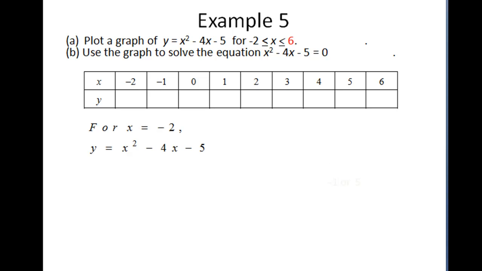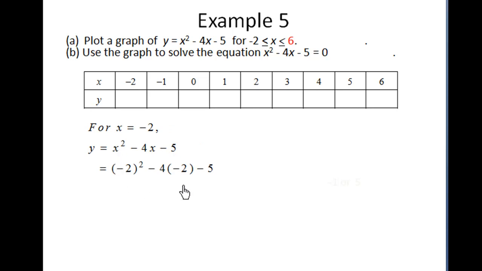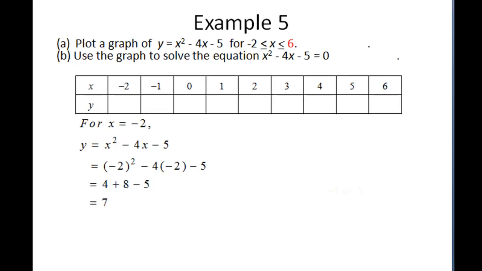We'll start with x equal to -2. Then use y equal to x squared minus 4x minus 5. You substitute x equal to -2. That will give you (-2) squared, minus 4 times -2, and then minus 5. This will give you 4 plus 8 minus 5, which is y equal to 7 for x equal to -2.